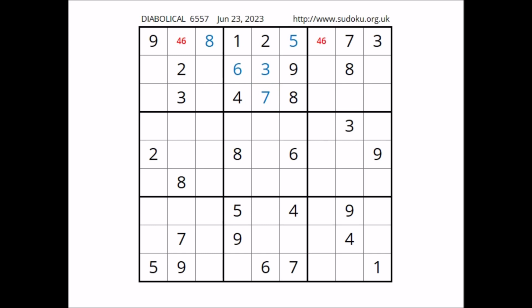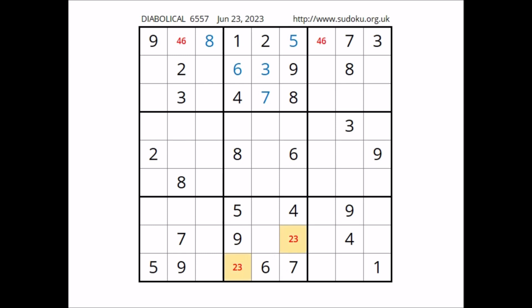What else? Look, where can be the numbers 2 and 3 in this sector? We have 2 and 3 in these 2 places of this column, so we can discard these 2 places. In this sector, in these 2 places, the numbers 2 and 3. Okay, 2 and 3 here, 2 and 3 here. Look, we have a matching pair in this sector.